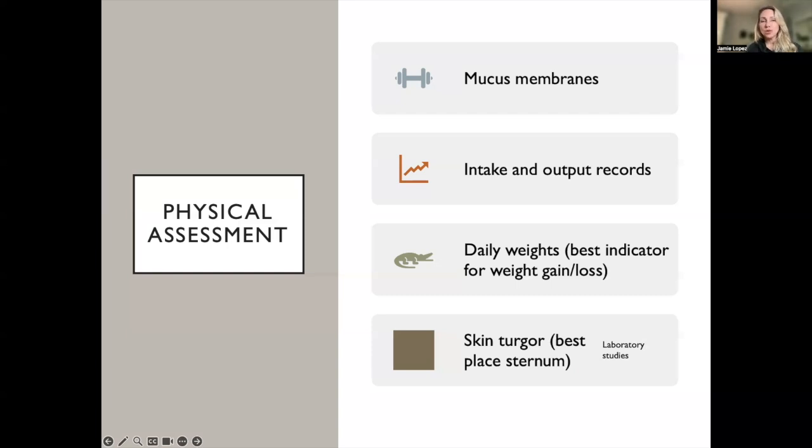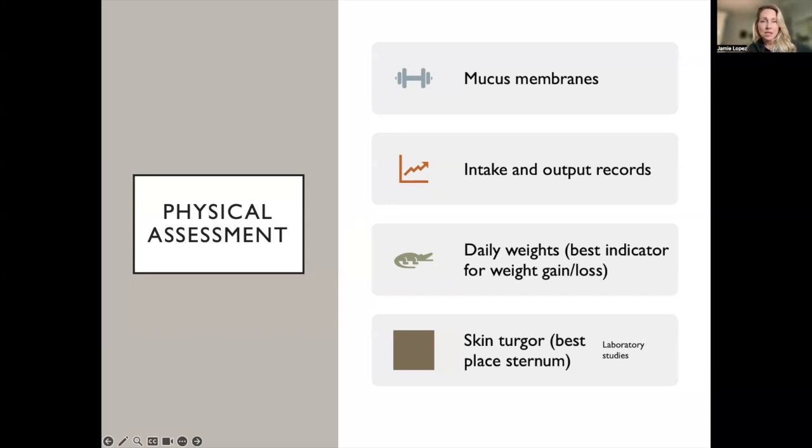We measure their input and output, which I'm going to talk to you a little bit more about in this presentation. We'll also do this in the lab. But we measure everything that they take in and everything that they put out liquid-wise in a 24-hour period of time. When you're working 12-hour shifts, you'll do it for your 12-hour shift. Okay, and I will go over what that entails in a bit here.